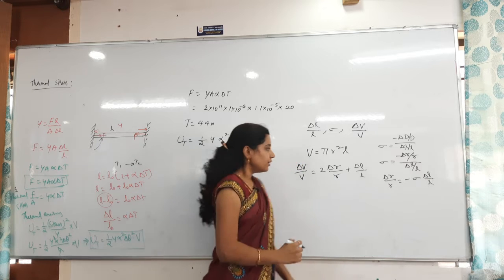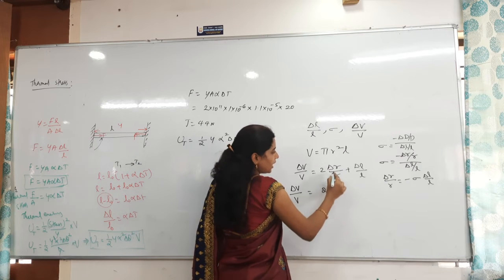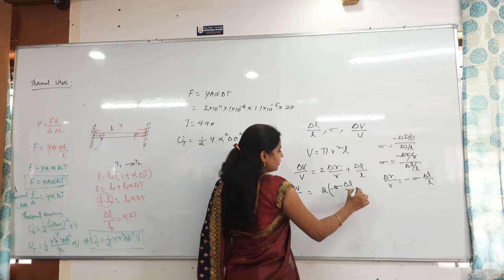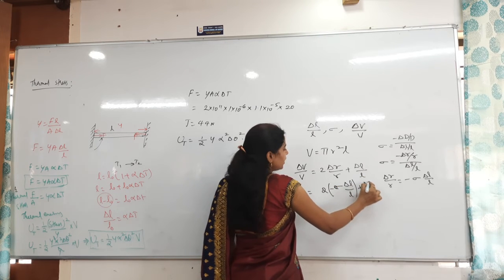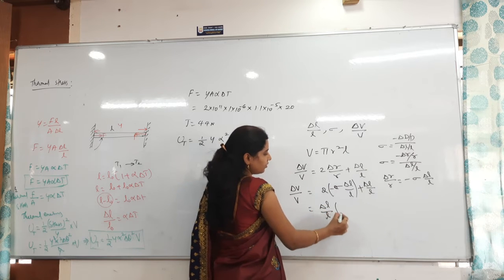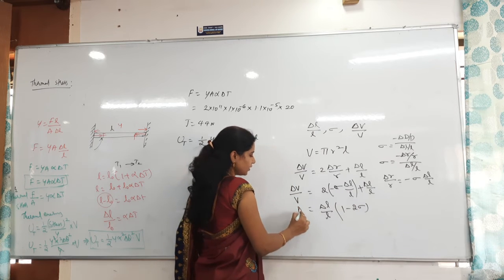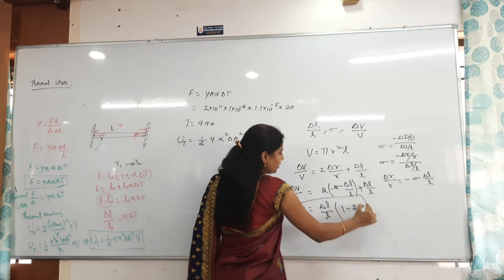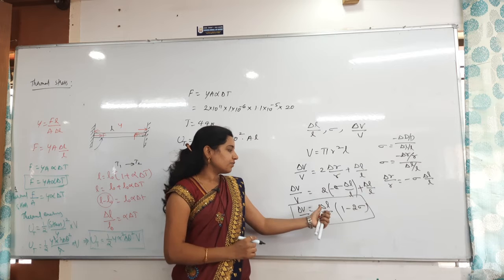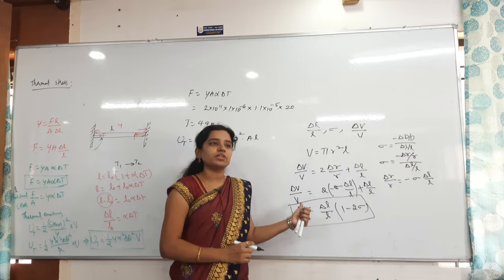Now delta V by V is equal to, in the place of delta R by R, what can I write? Minus sigma into delta L by L, plus again delta L by L is there. Now what can I take out here? Delta L by L I can take out. Then what is remaining here? 1 minus 2 sigma. This is the shortcut formula to find the percentage change in the volume whenever they have given the linear strain. At that time this is the formula to find the change in volume.